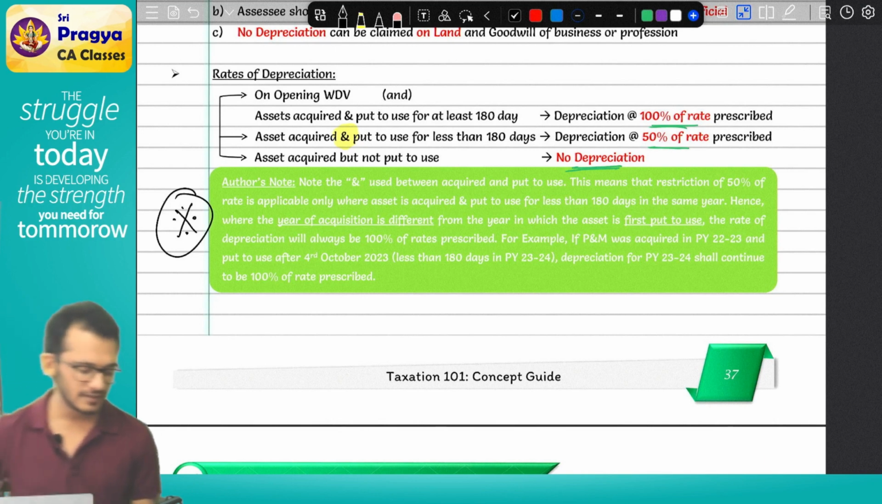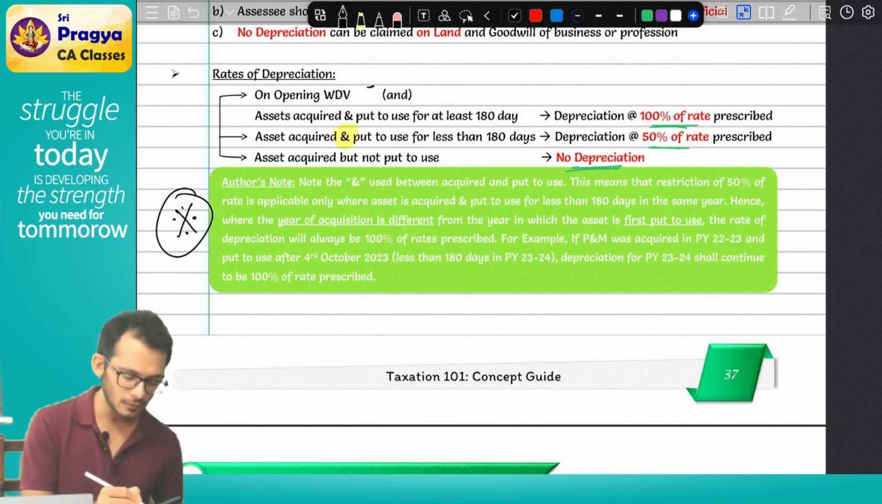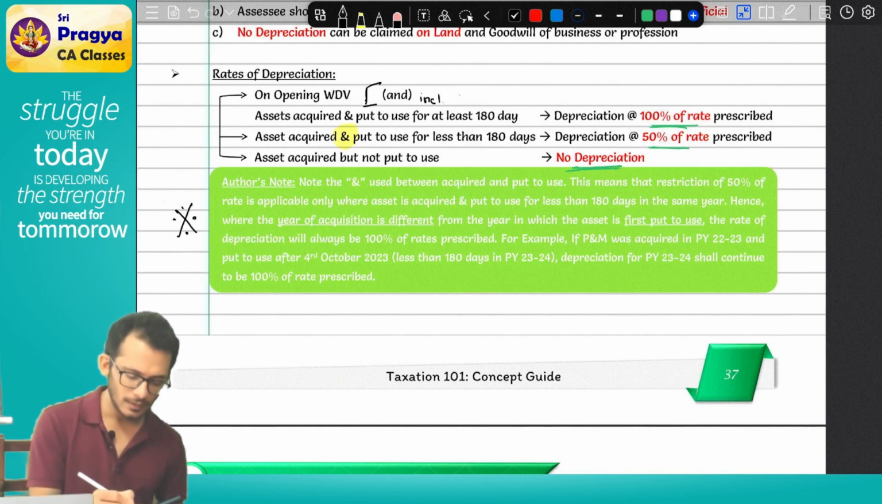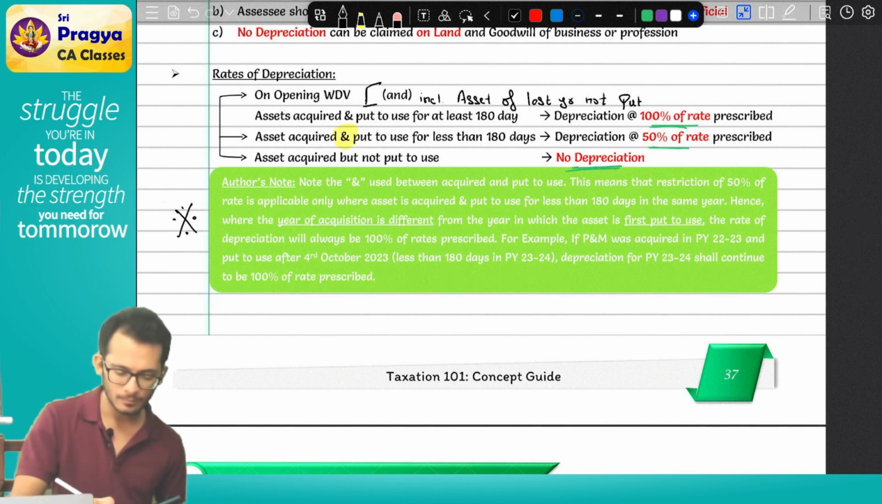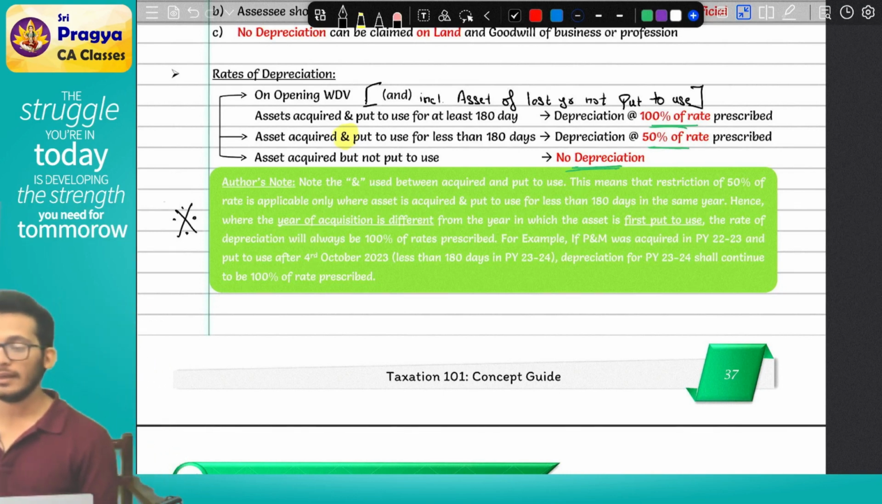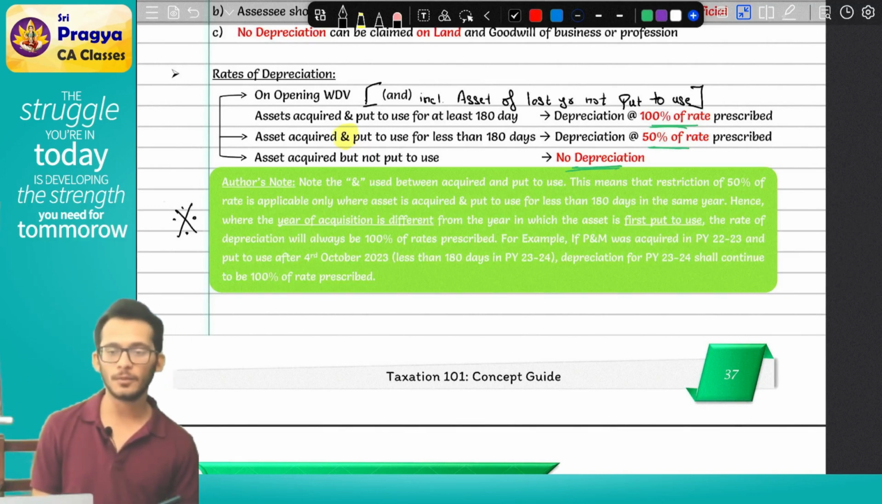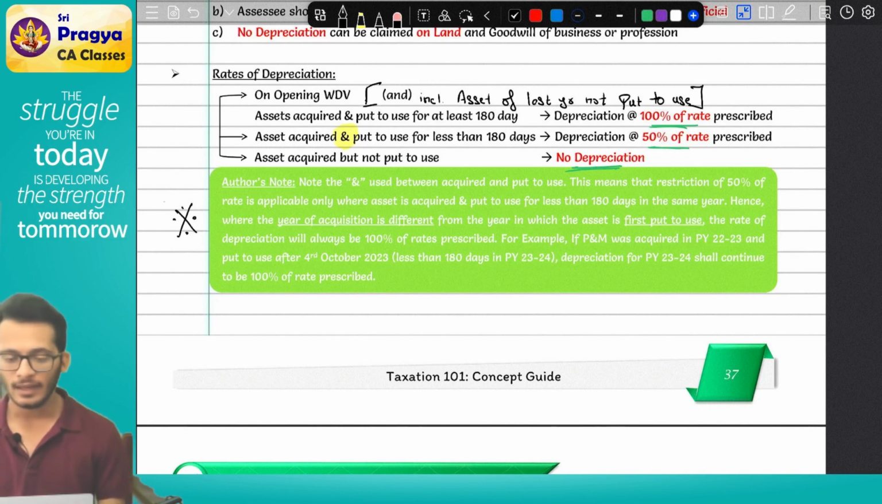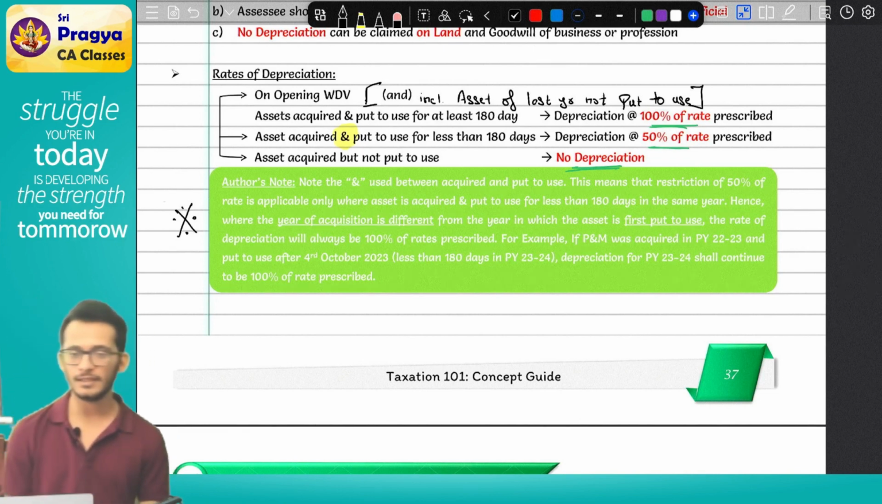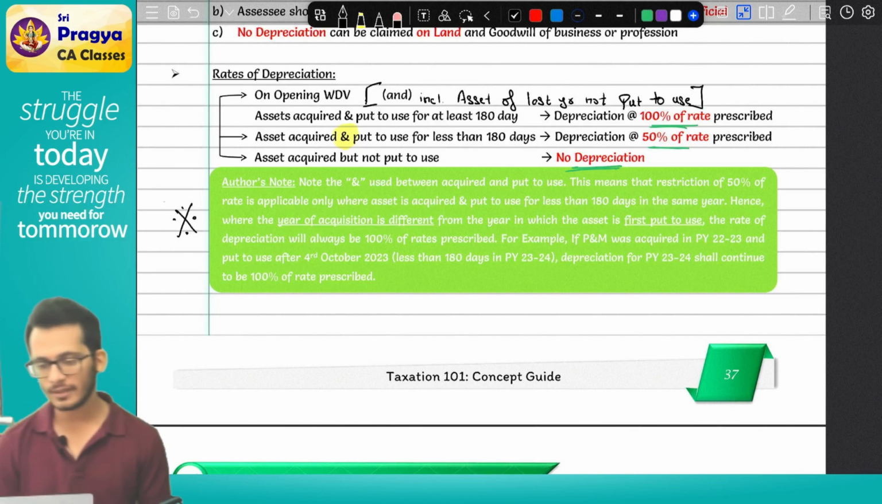Yes or no? Yes. For the sake of reference and convenience, you can put it here also. On opening WDV, you can put: including asset of last year not put to use. Which means even if the opening WDV has an asset which was not put to use in the last year but is going to be put to use in the current year, I will not look at the condition of 50%, I will only look at the condition of 100%.